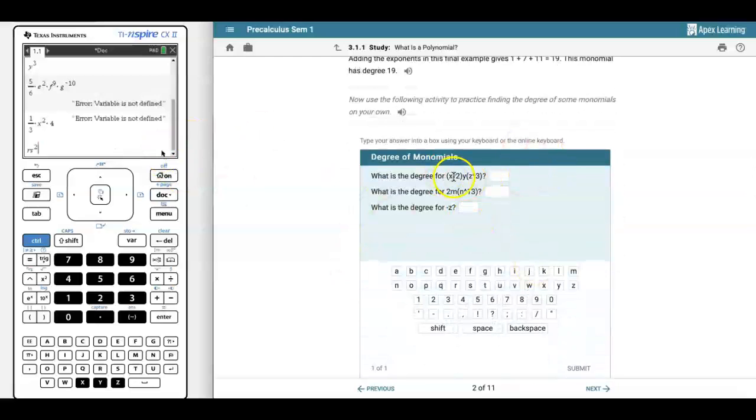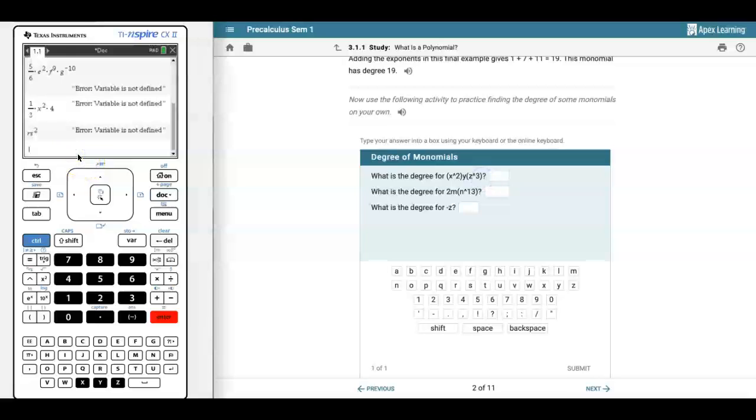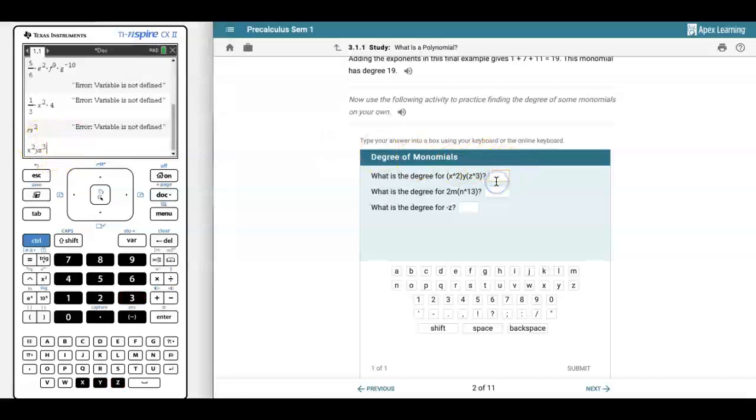So again, making sure we understand what this means terminology wise. This is saying x to the power of 2 times y times z to the power of 3. That's what that's saying. So I've got 2 plus 1 plus 3. That gives me a degree of 6. All right, same thing here. I've got 2m times n to the 13th. So 13 plus 1 gives me 14. And then -z. Just because you don't see it, it's still a 1 though. So it's z to the 1st.